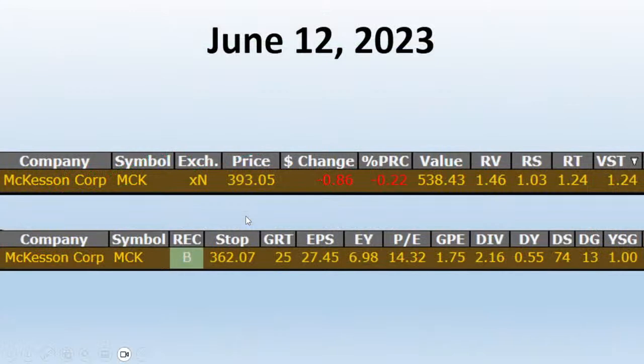So, let me go back. The values of these indicators is what I want you guys to understand. Above 1 is good. RV above 1, good. RS above 1, good. Earnings growth rate at 25%, or at 20%, even 15%, anything above the current sum of interest and inflation is good.